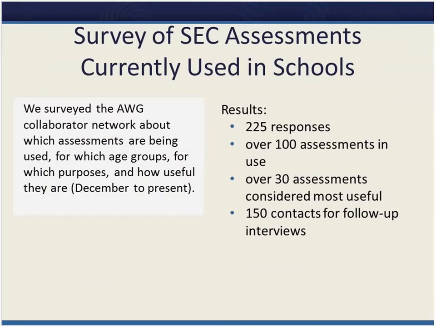The first step of the guide was to conduct a scan of the field of what is being used currently in practice. So we started in December, and since then we've been doing a scan of practitioners about which measures they're using, which age groups they're using them with, for what purpose they're using the measures, and how useful they're finding them. And so far to date, this number is a little bit out of date, we've gotten 225 responses. I checked this morning, we're actually up over 260 responses, and we've identified already over 100 different measures in use. So again, it really gets to the need to communicate which measures are being used most effectively and for what purposes.